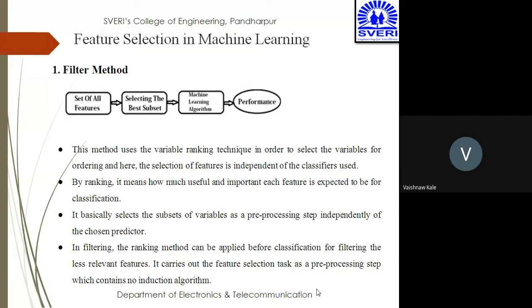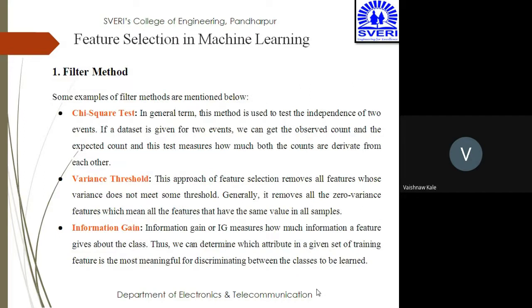It carries out the feature selection task as a pre-processing step which contains no induction algorithm. So ये बिल्कुल एक pre-processing step जैसा consider करता है। जैसे feature selection pre-processing करते हैं हम, वैसे ही बिल्कुल वो basically behave करता है. Then what are the filter methods that have been applied? So some of the examples of the filter methods are chi-square method, variance threshold method, and information gain method.